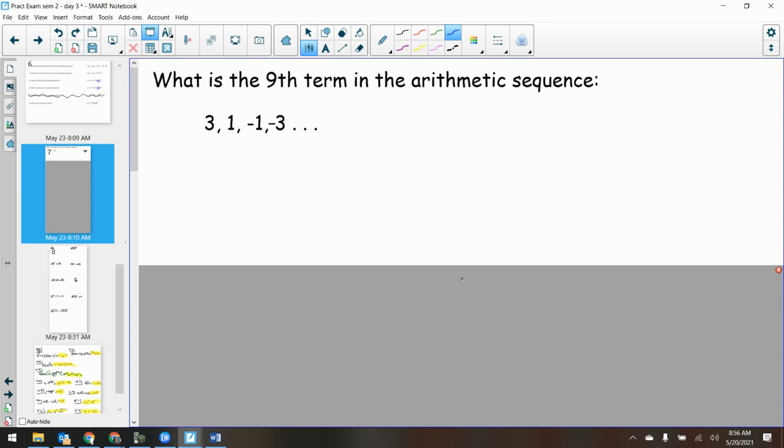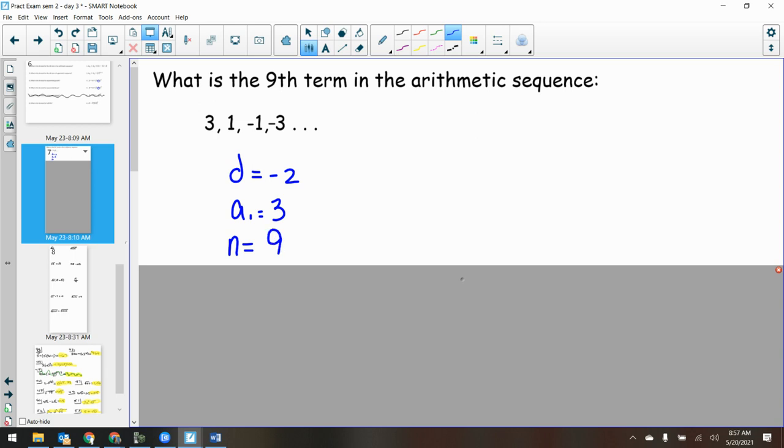Subtracting. I'm constantly going down, right, by an even amount. How much am I subtracting? 2. I'm minus 2 each time, so my d value is negative 2. My a sub 1, my first term in this sequence, is 3. And my n value is 9. That's the number I'm looking for.